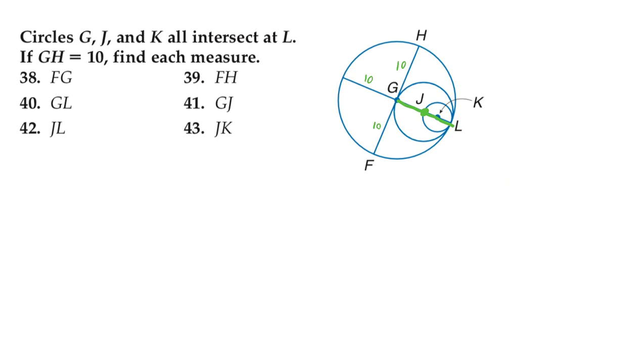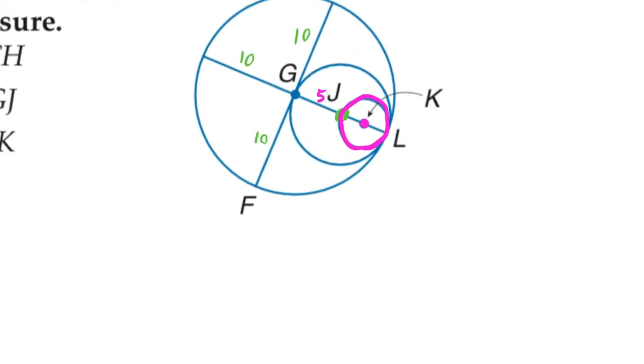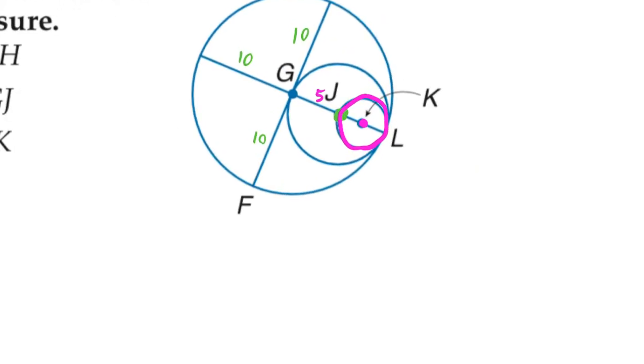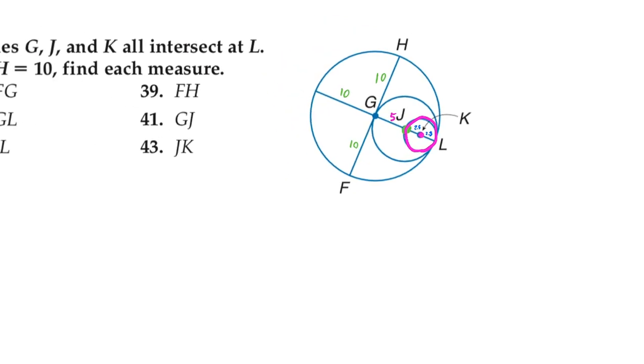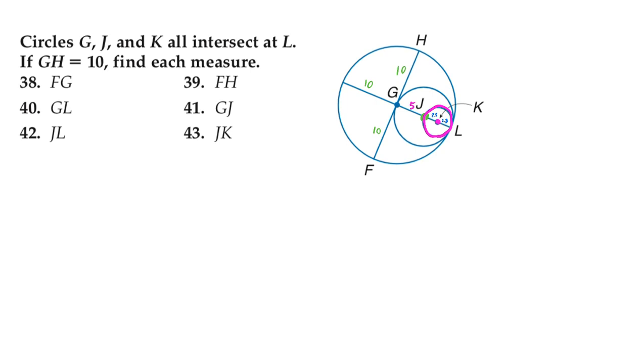Now, if the diameter here is 10, that means that we have a 5 and then a 5 over here. But look at that. We have another circle whose diameter is 5. So what that means is we have little tiny radiuses of 2.5, 2.5, right? Oh, what a cool problem. And it just asks us to fill it all in.